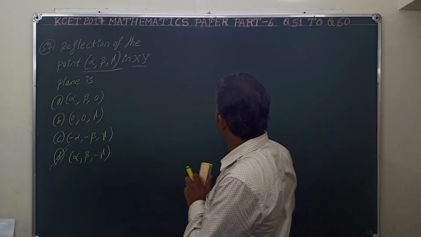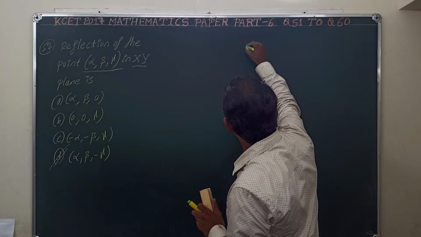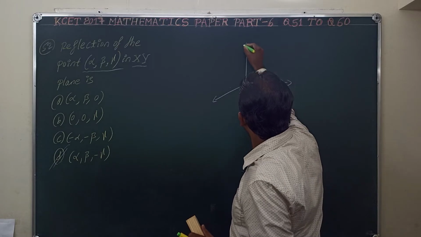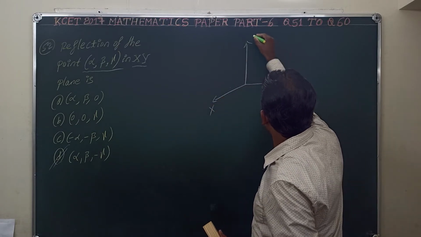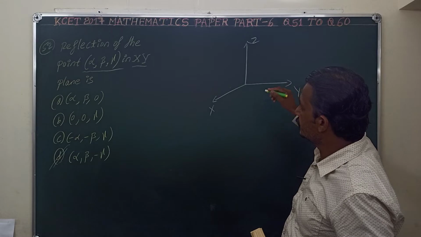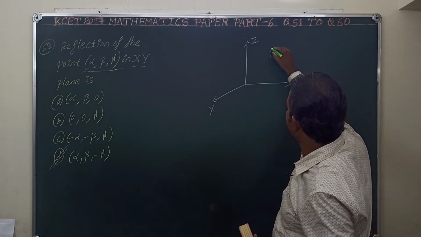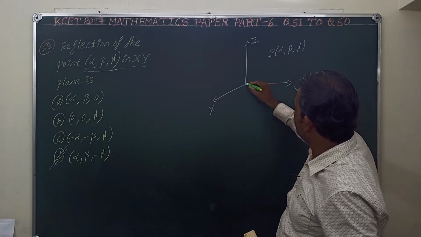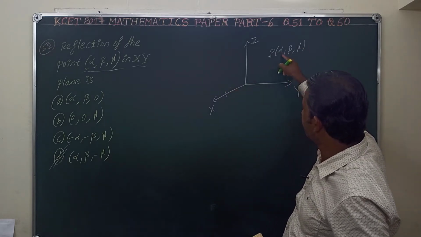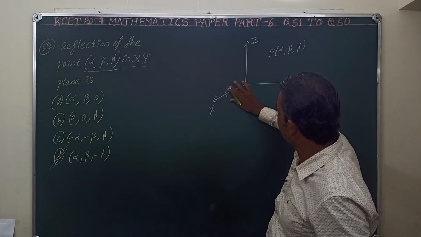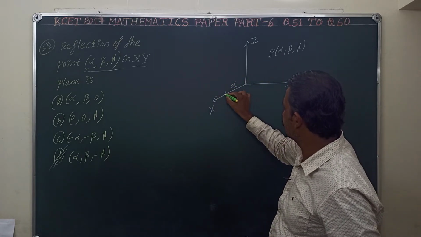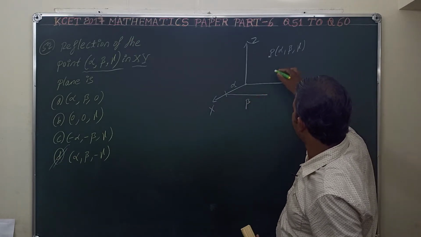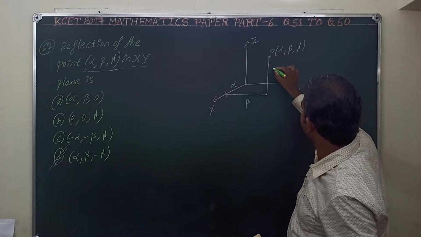But it can be shown in the figure, the x, y, z plane. Alpha, beta, gamma is the point P. We can reach this point by traveling alpha units along the x-axis and beta units along the positive y-axis, and then traveling gamma units along the positive z-axis.